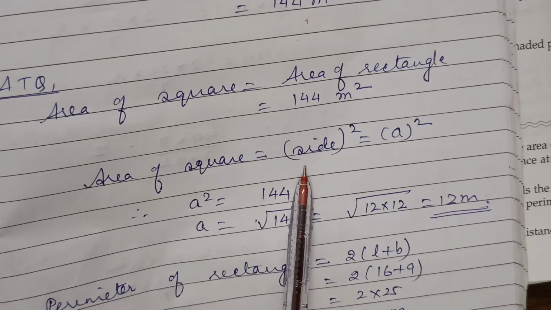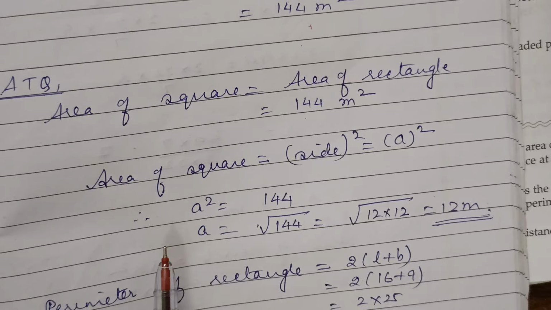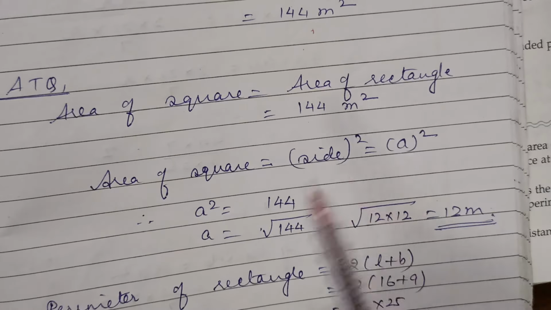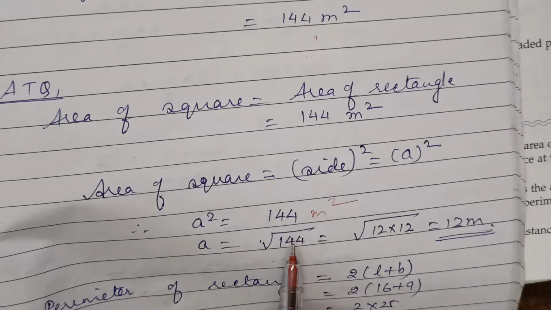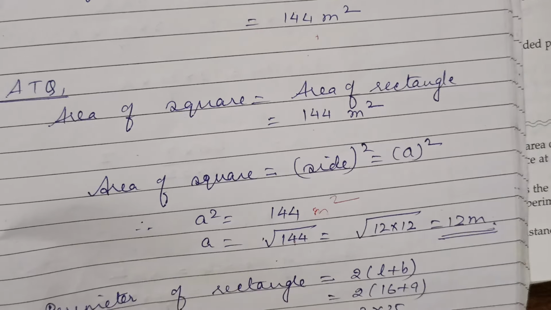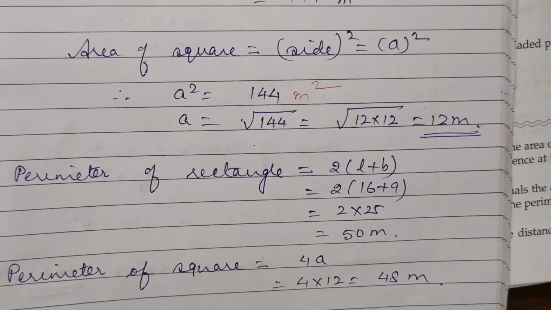That area of square is side square, that is A square. So A square equals 144 meter square. So A equals under root of 144, that is 12 meter. So one side of the square is 12 meter.